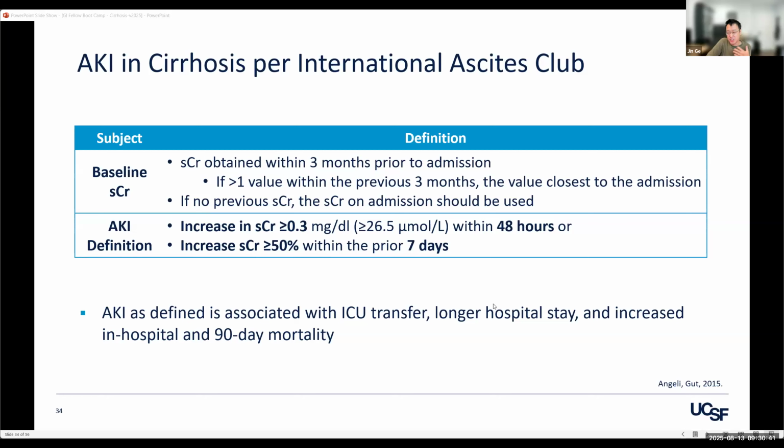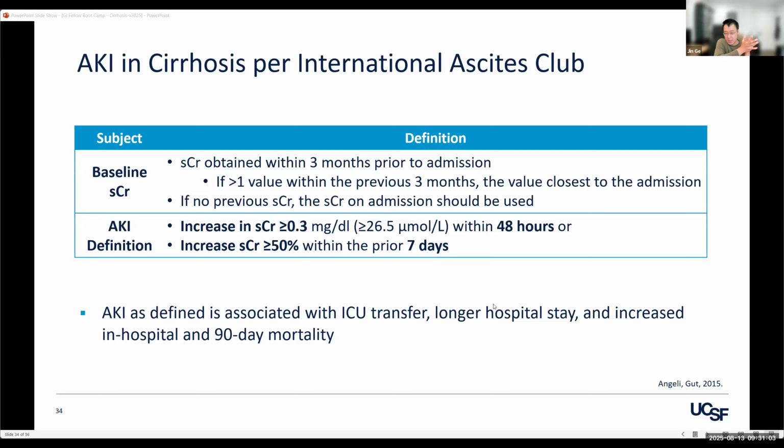But the reason I mentioned that is the International Ascites Club defines what AKI is in patients with cirrhosis. And these definitions are what we use to grade what used to be called type 1 HRS and type 2 HRS.